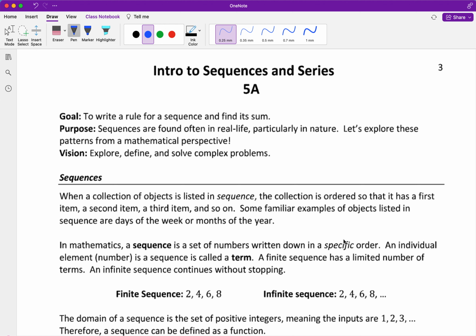Sequences are going to be some sort of collection that has some sort of order involved in it. So like a first item, a second item, a third item, and so on. Some examples that are non-mathematical that we're used to are the months, so we have an order to them: January, February, March, April, May, and so on. And if someone were to say them to you out of order, you would notice that something was wrong, right?